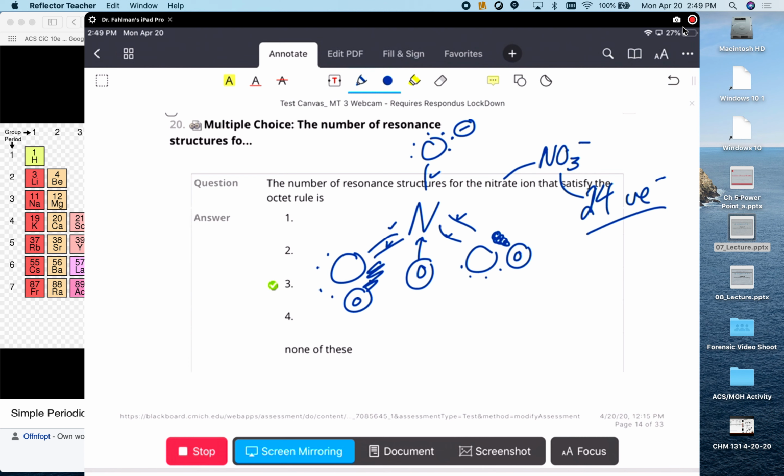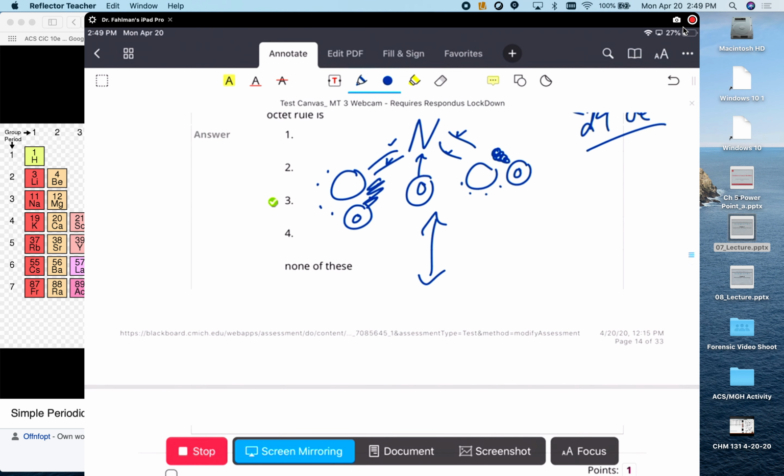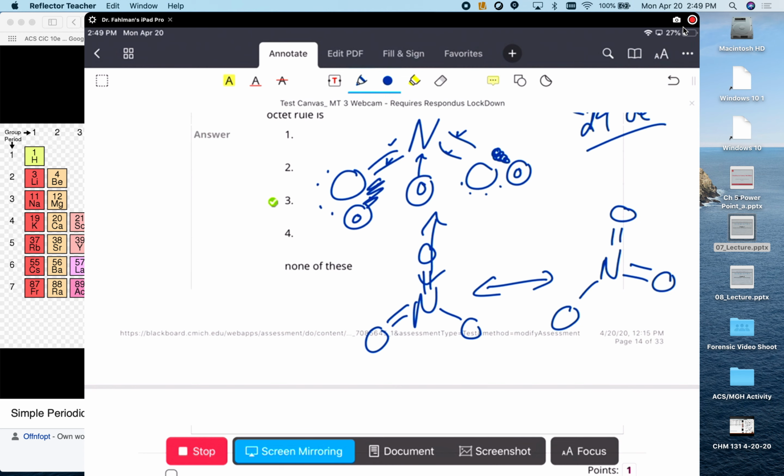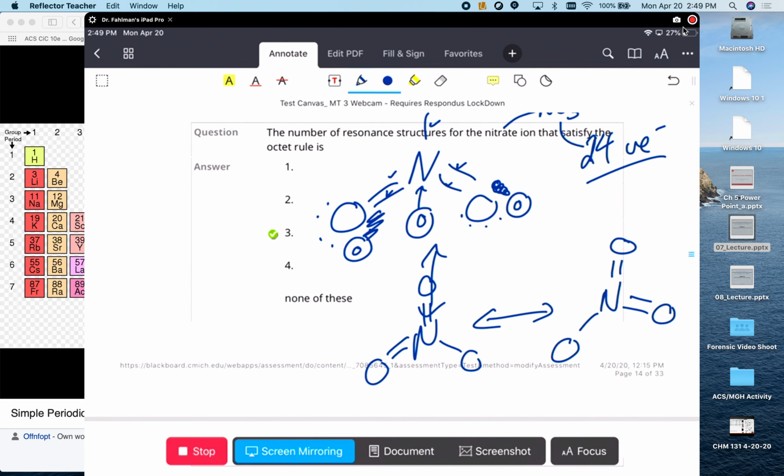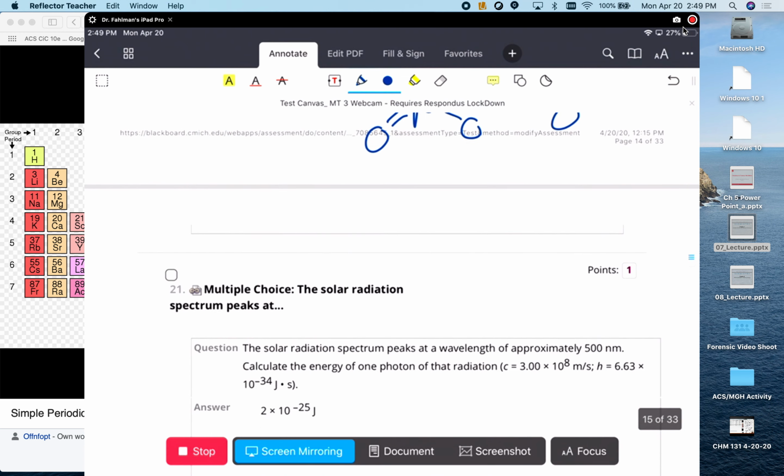You have structures with 2 double bonds in them, so you can draw a resonance where maybe the doubles are like this, or like this. You're just moving around the position of the double bonds, and there are 3 varieties that you can use or draw.